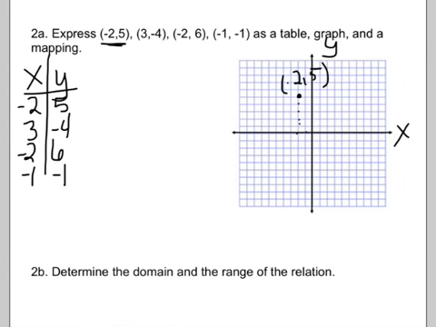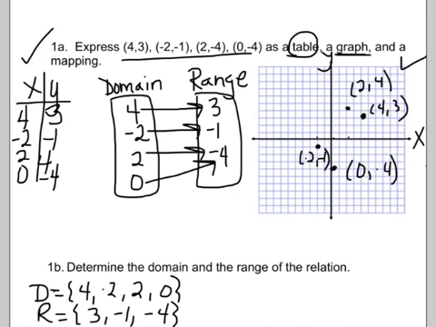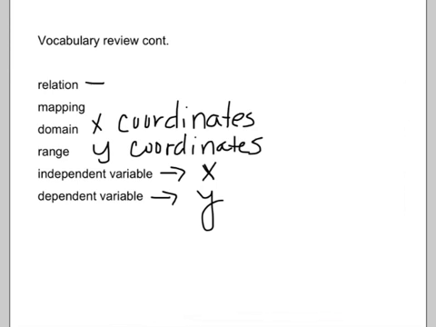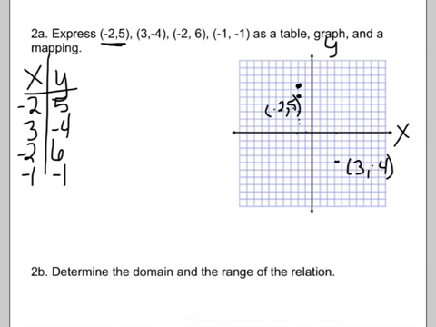Go over to 3, negative 4, so go to 3 on my x, 1, 2, 3, down to negative 4, 1, 2, 3, 4. There's 3, negative 4. Negative 2, 6. Okay, may have to erase this. That's going to be right over my point. So that was negative 2, 5. All right, so go over to negative 2, 6. It's going to be right above it. That point right there. Oops, sorry, I don't know what I just did. Let's try that again. There we go, negative 2, 6.